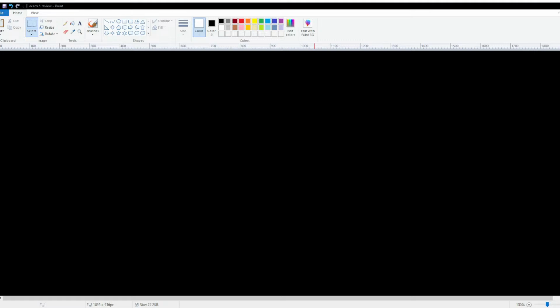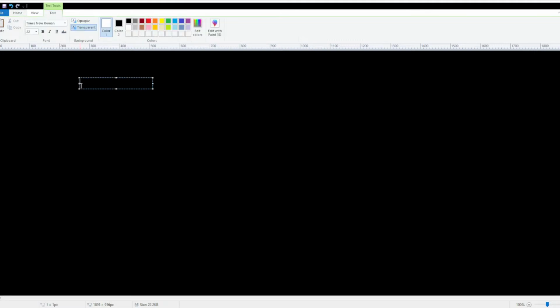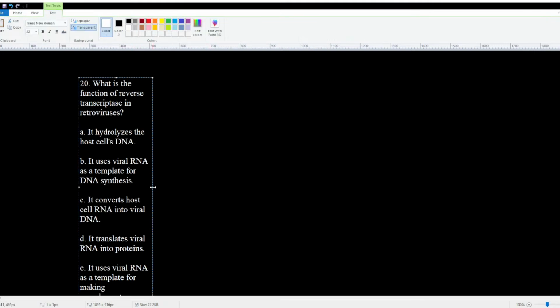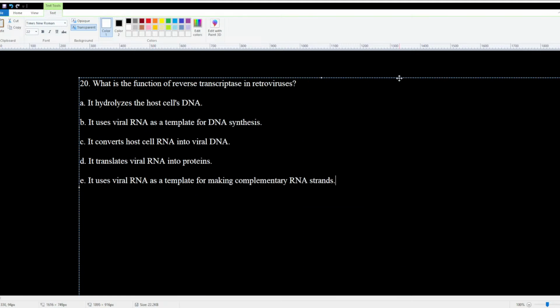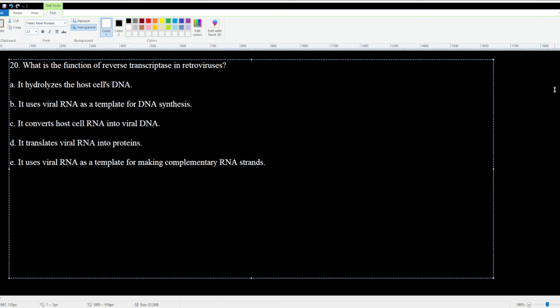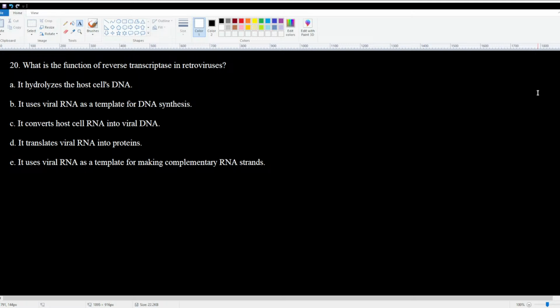Number 20 is asking about the reverse transcriptase again. Do you see a bit of a trend here where we're talking a lot about reverse transcriptase? We're talking a lot about epigenetics. This practice exam is a very good way of being able to know what's going to be on your actual exam. So please do yourself a favor.